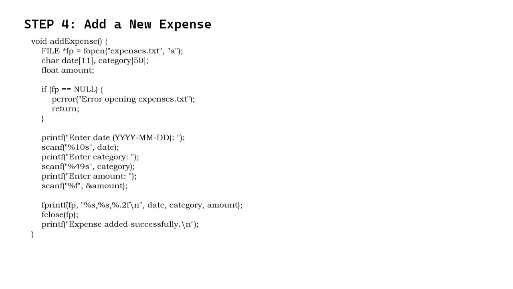Step 4. Add a new expense. This function opens expenses.txt in append mode. It prompts the user for the date, category, and amount of the expense, then writes this information as a comma-separated line to the file.